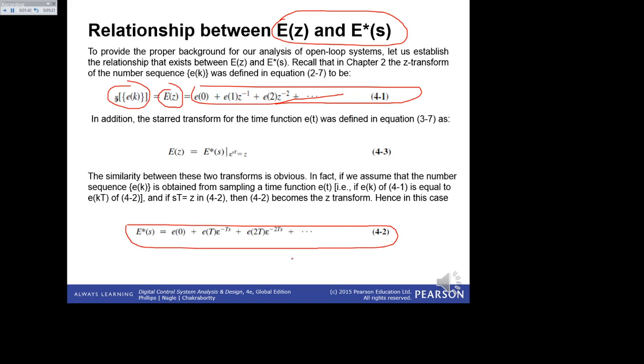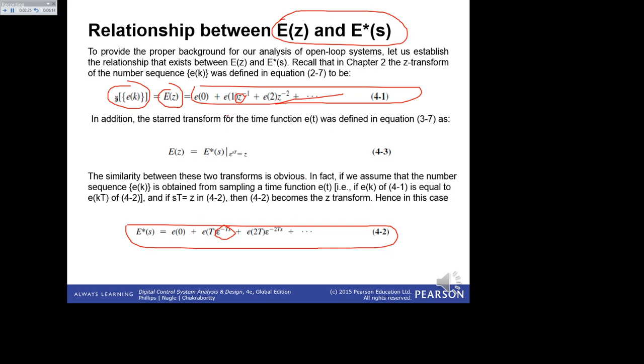So compare these two equations now. If this is the equation for E*(s), and this is the equation for E(z), when you compare them, you will see that they basically look the same. The only difference is that wherever you have z to the power of minus k, you have e to the power of minus kTs here. The only other difference is the time period T, which can be 1 also, depending on the time period. So it's the same actually.